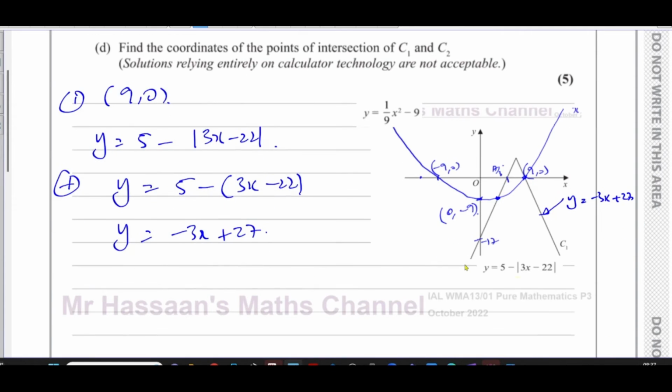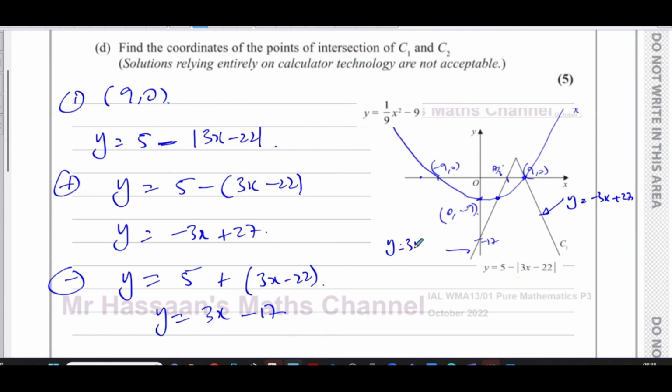Okay, so we want to find where this meets with this graph, but I'll also find the negative argument first so I can do everything together. The negative argument is where you change the sign in front of the modulus part and then change it into a normal bracket. Okay, that's how you find the negative argument. Whatever sign was in front of the modulus, you change it to the opposite sign. So this gives you y equals 3x, and 5 minus 22 is negative 17, which is the argument of this side of the graph. y equals 3x minus 17. That's the negative argument of the graph.